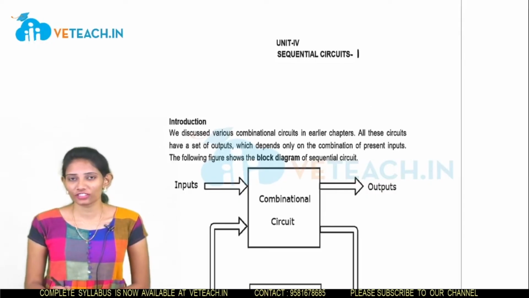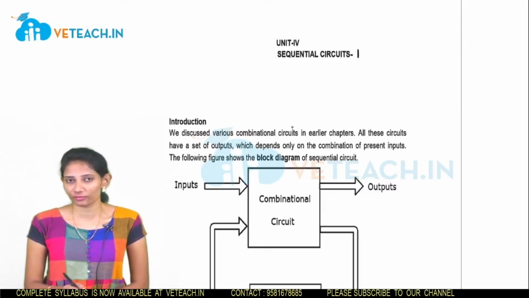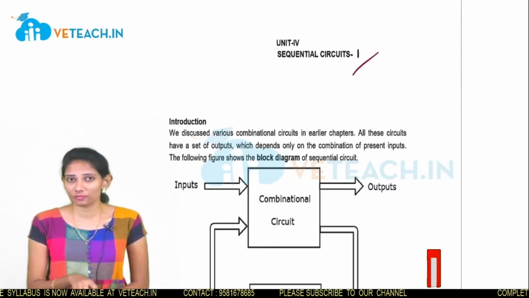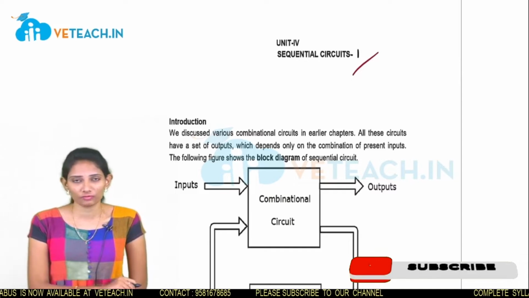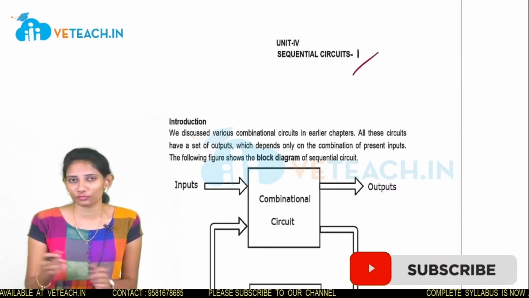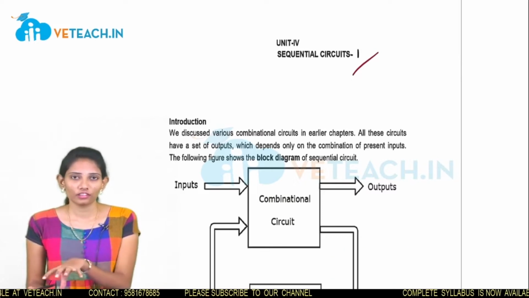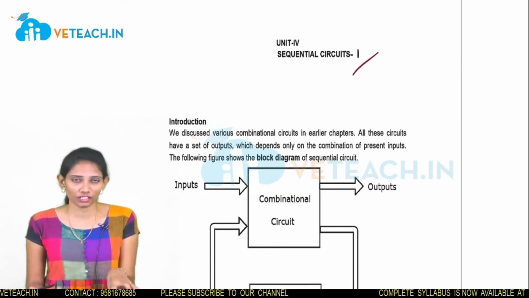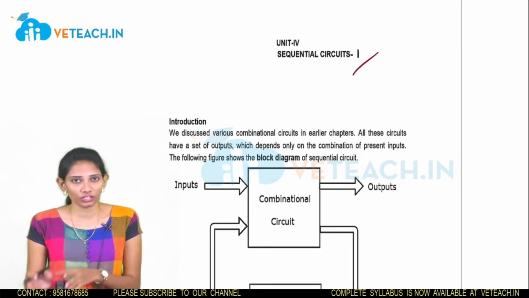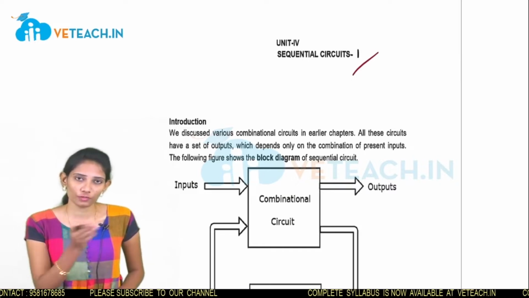In this session, we are going to discuss our fourth unit of our subject, that is sequential circuits 1. Before going to this topic, let's briefly discuss the third unit, that is combinational circuits. In the combinational circuit, we have a set of inputs and outputs, and the output depends only on the present input. But in the sequential circuit, the output depends on the present input and also the previous output.